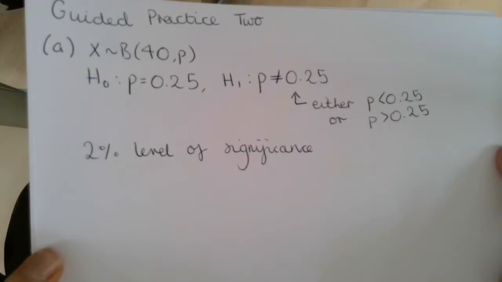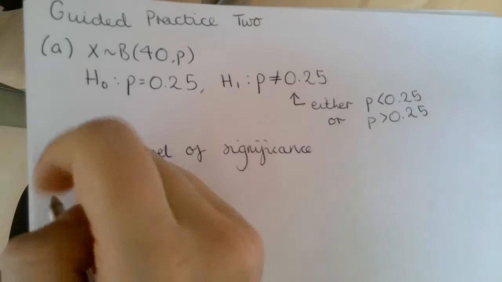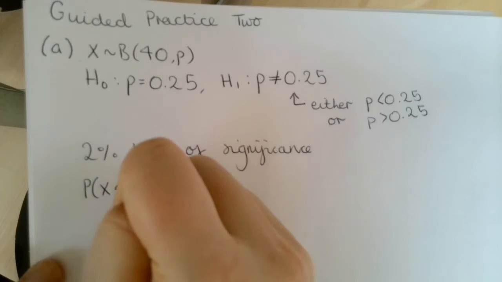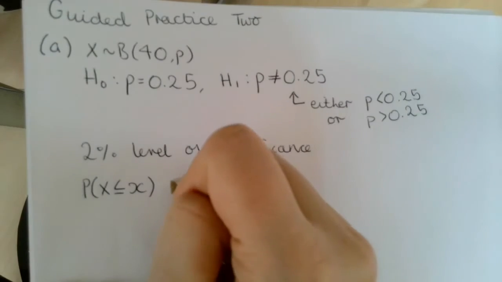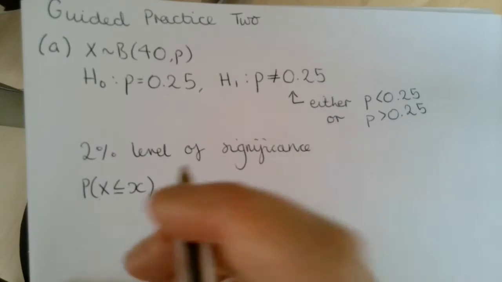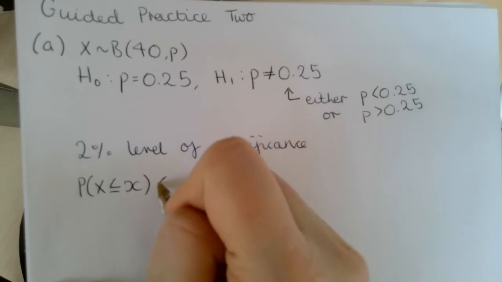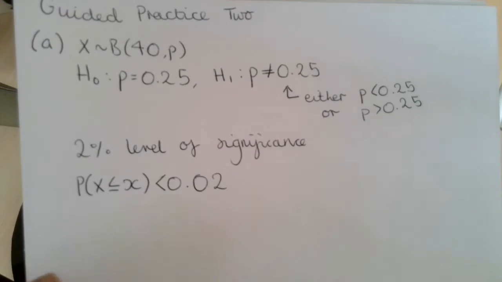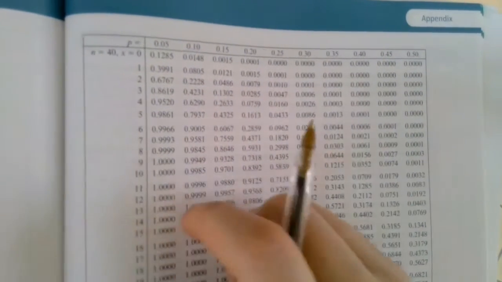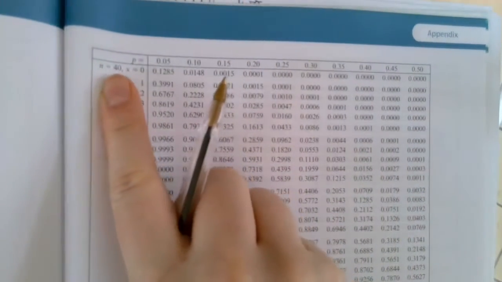So, if we look at the lower tail, we want to find a value of x such that the probability that x is less than or equal to that value is as close as possible to 0.01. So it needs to be less than 0.02, less than our significance level, and as close as possible to 0.01. If we look at our binomial distribution table, I'm on the section where n equals 40. We're looking for p is equal to 0.25.